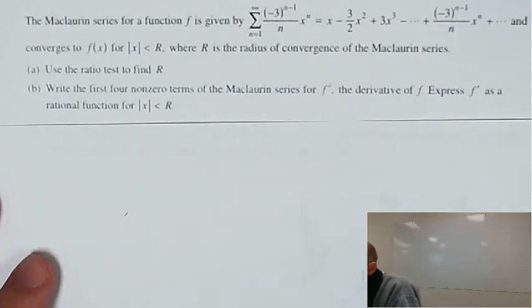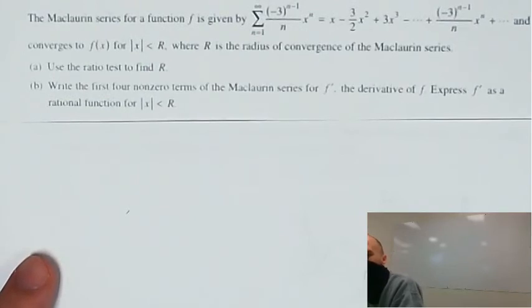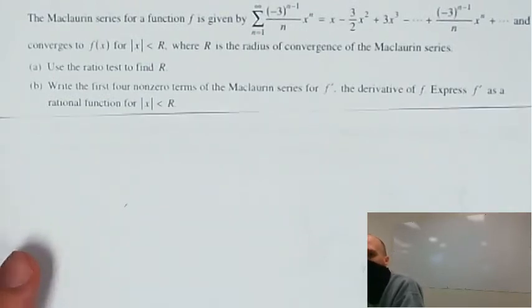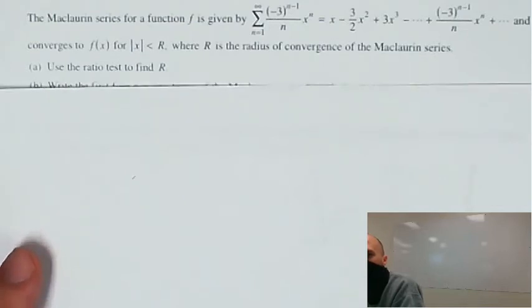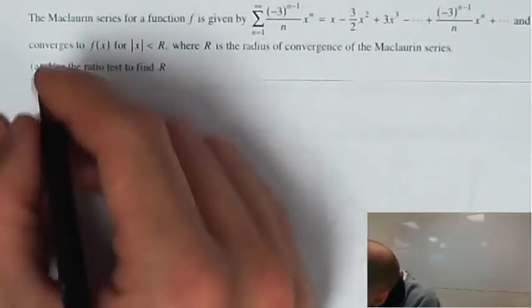Express f prime as a rational function for x being within the radius of convergence. Okay, that's going to be a little tough. I don't think I've asked you to do one of those yet this year. But who knows? Maybe you'll just see what we're supposed to do here.